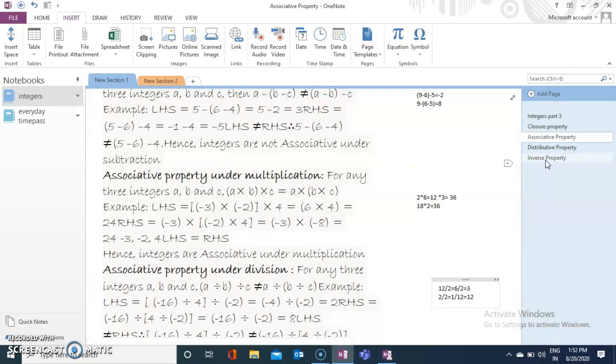Now there will be a continuation of part 2. Okay, part 3, where I am teaching the distributive and inverse property. Continuation will be there.